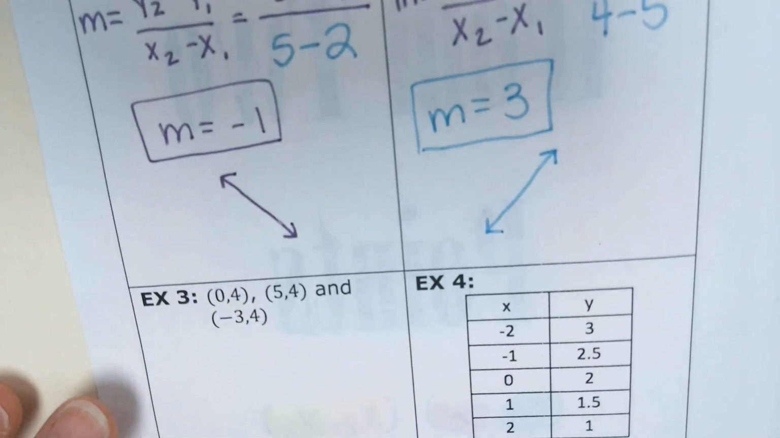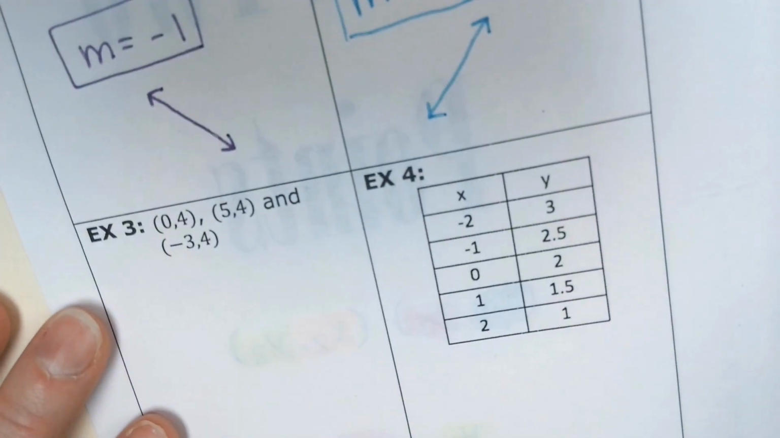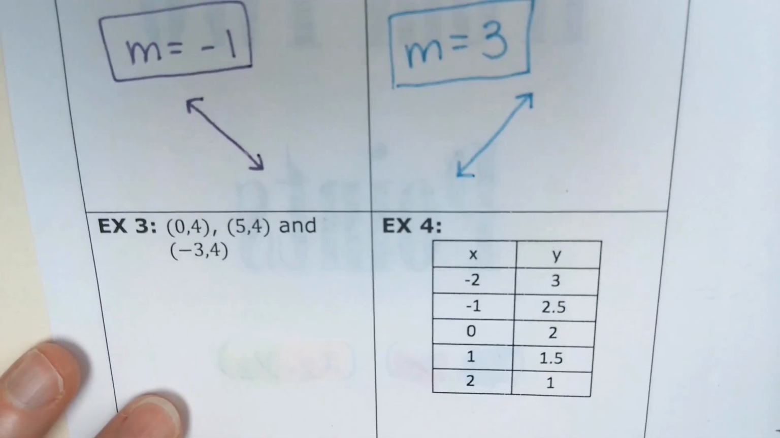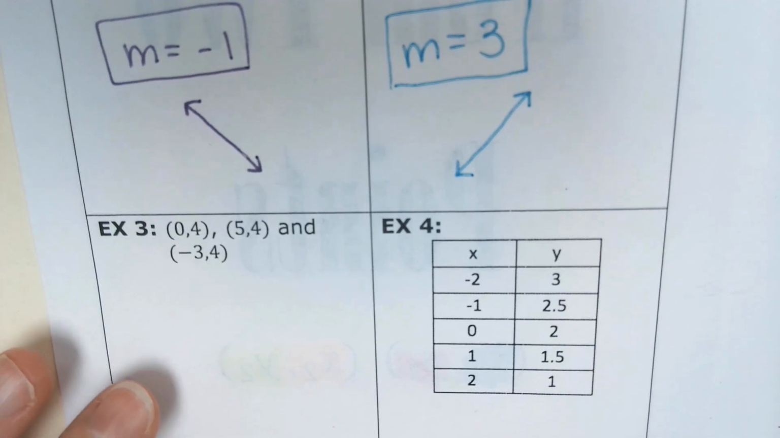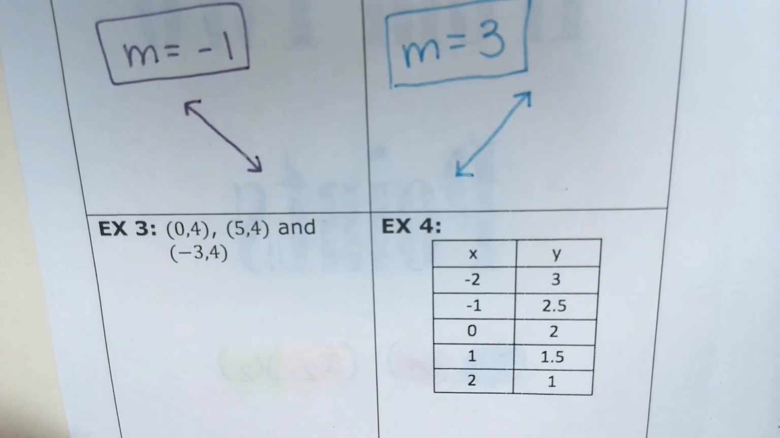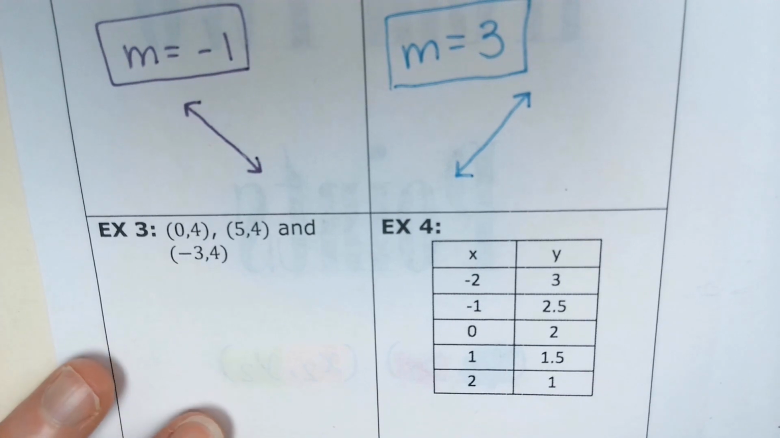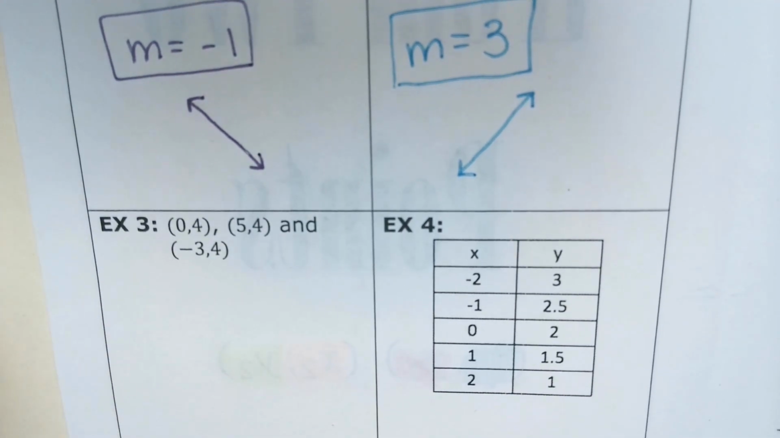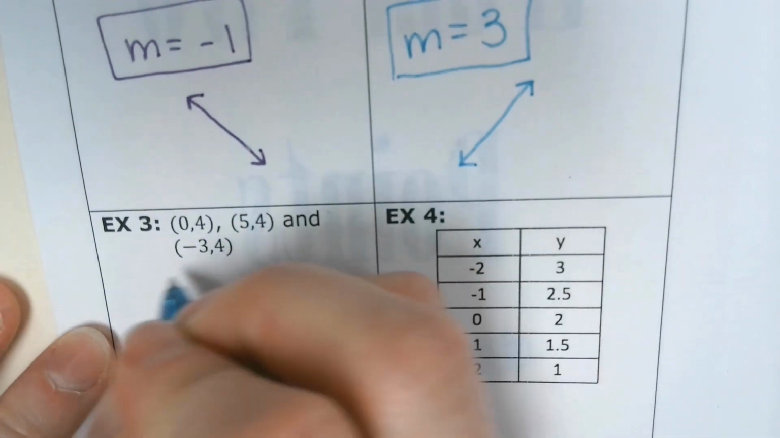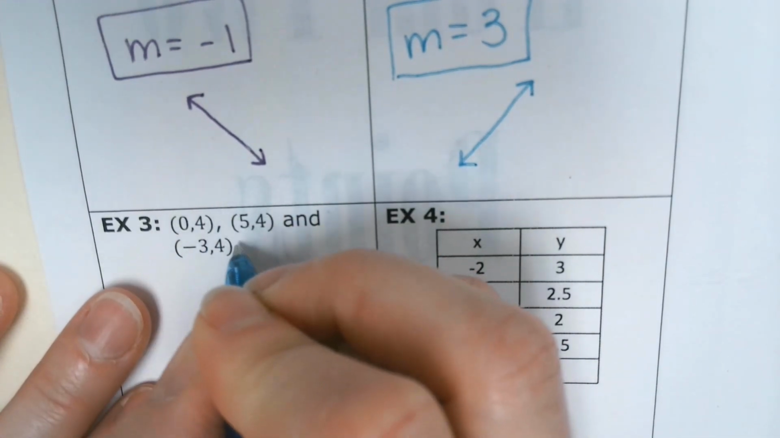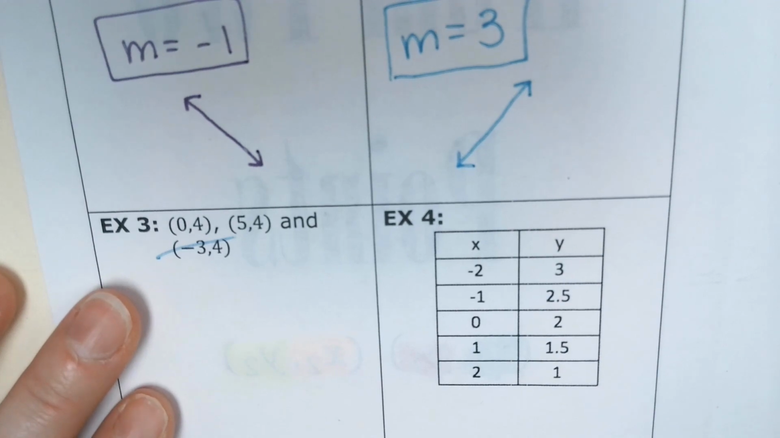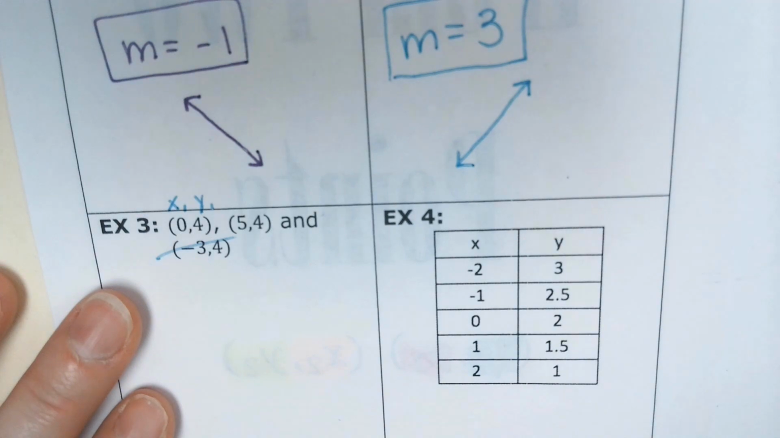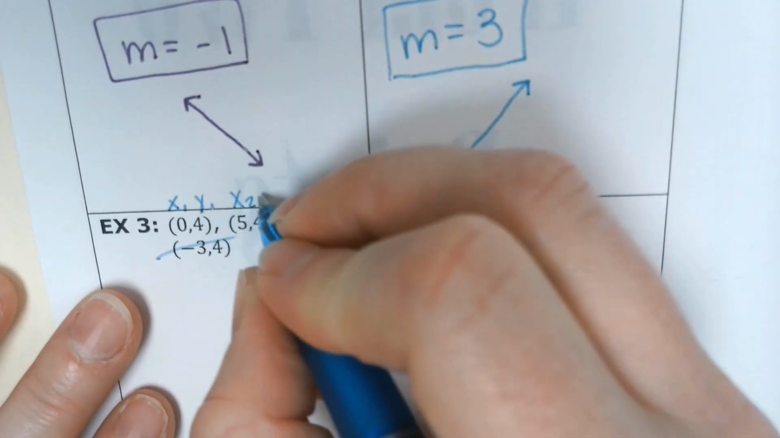Okay, let's go to the next one. Example 3. We have 3 points. But how many points do we need in order to find the slope? Just 2. So you pick 2. It doesn't matter which 2. Because I want to be simple, I'm going to pick the ones that don't have negatives. So I'm just going to use these 2. So I'm going to mark that one out. And then label these x1, y1, x2, y2.